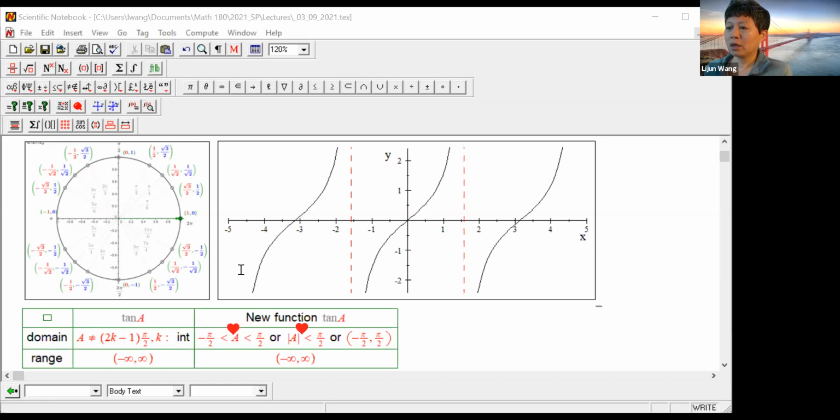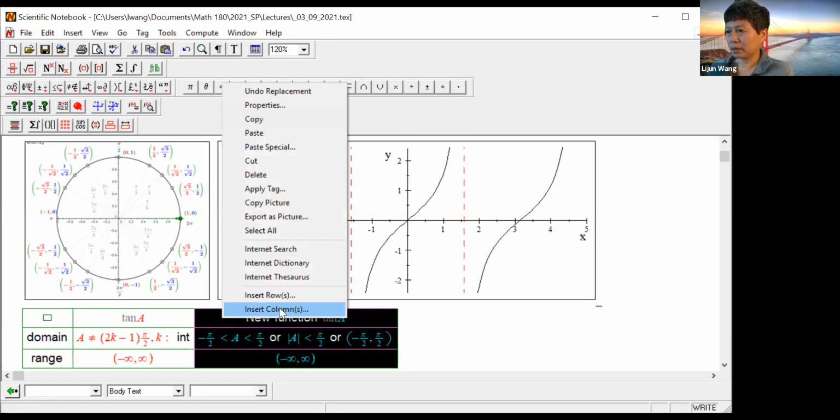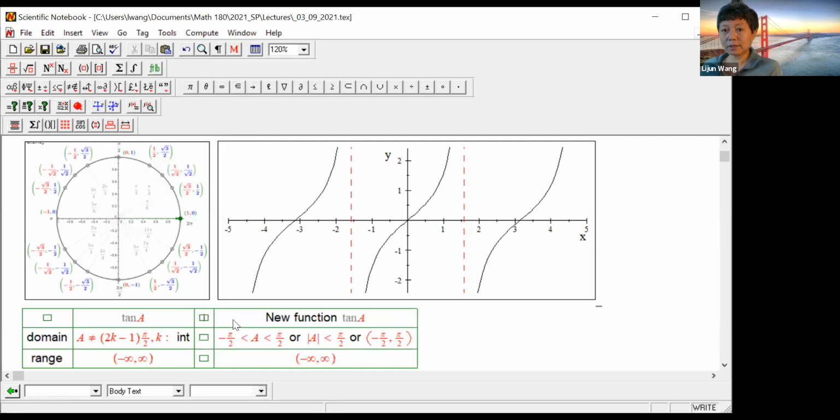All right. So the new function, I'm going to clean this up a little bit. The new function, we're going to have a special name for it. Insert a column. And this is the inverse function for the new function, right? This is the inverse function of the new function. So we're going to call it arctan. And we know arctan takes input. What kind of input does it take?